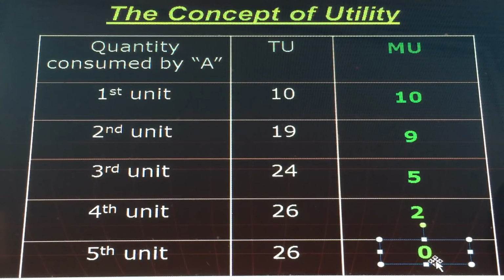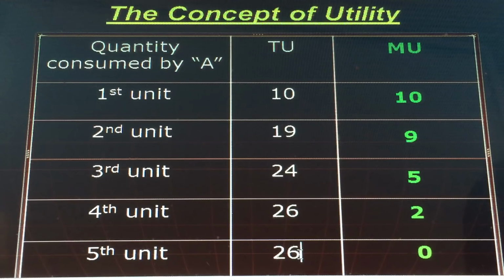So you tell your father, maybe I don't want to eat it. Alright? So you add up, the total satisfaction is still 26. But what if you eat it? Can it be negative? Can the utility be negative? Theoretically it can. Practically nobody does that.